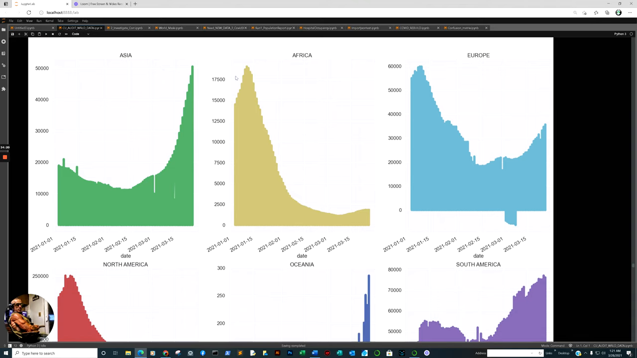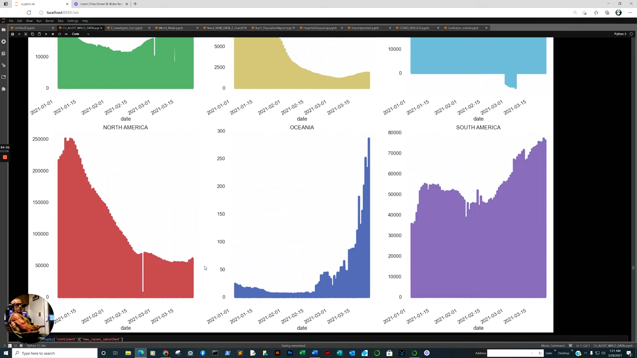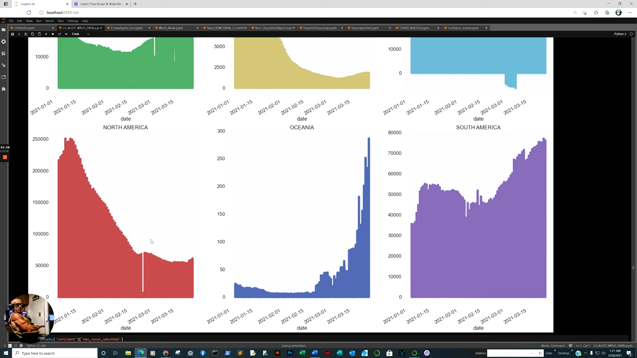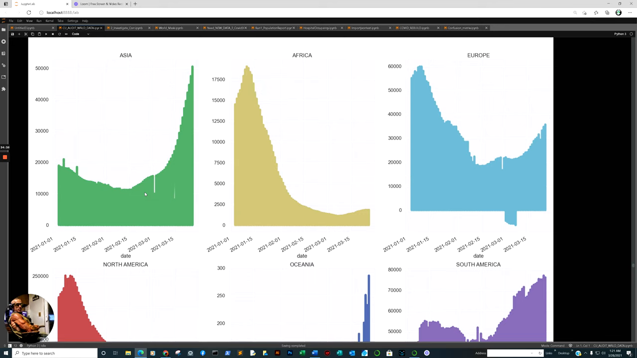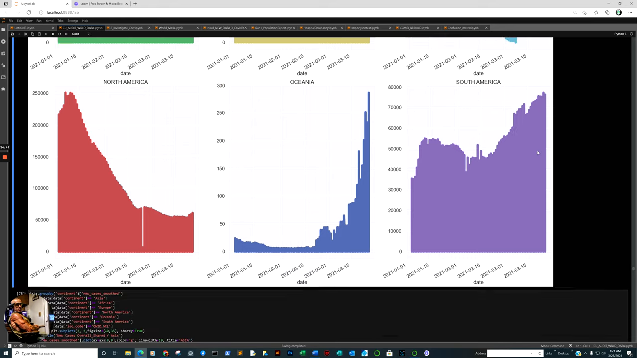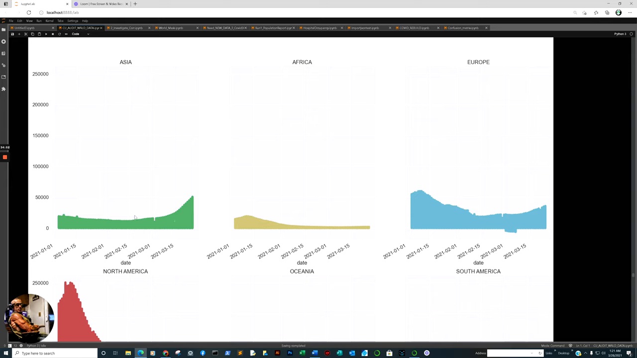Here we are, new cases overall. All right, we are showing different y-axes here. And look at Asia. And then North America. And see, that's the thing. From our global aspect, we're looking at just us. Oceania, yeah, that looks really intimidating until you look at the y-axis. And then South America. And new cases overall when we share the same y-axis.